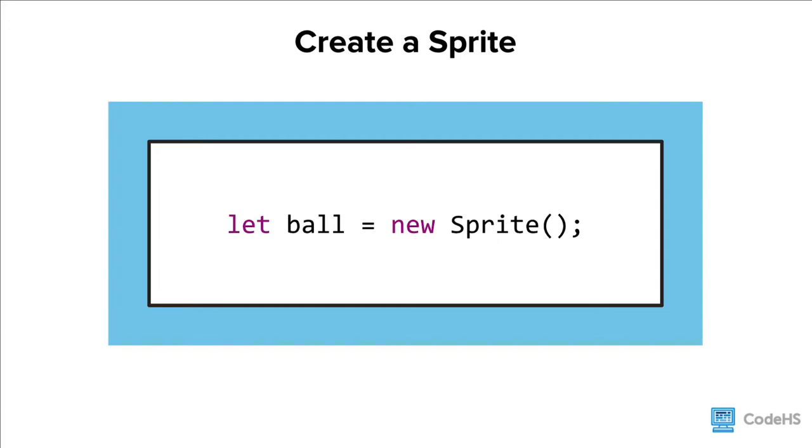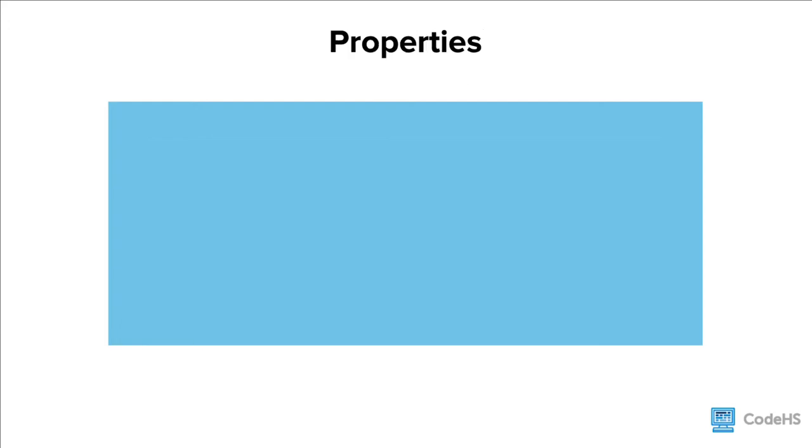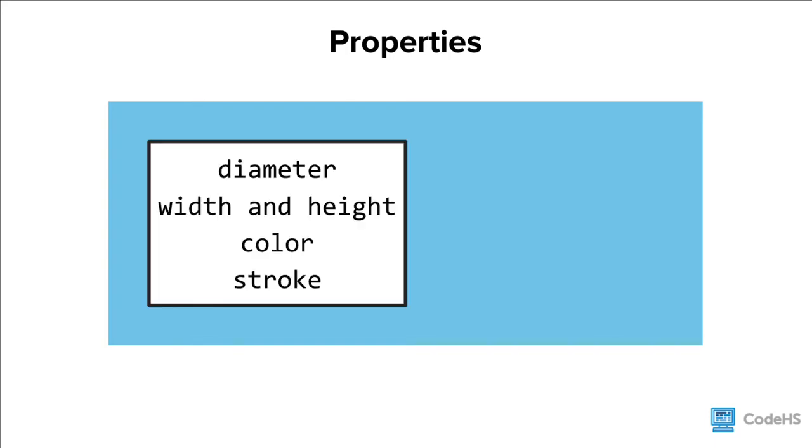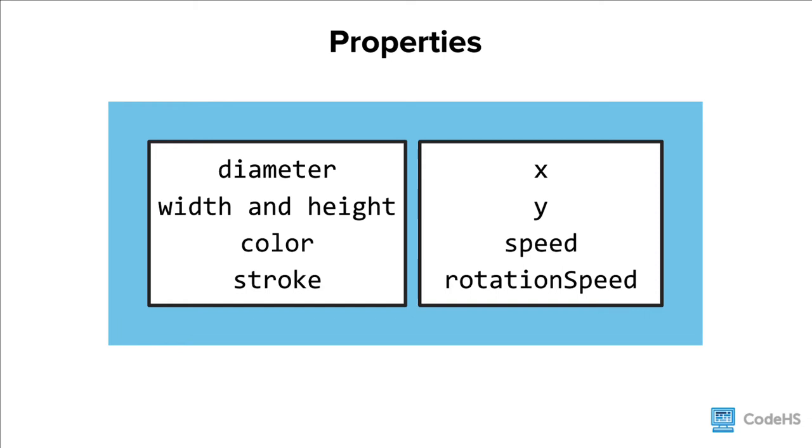You can create a new sprite by typing the command new sprite and assigning it to a variable, in this case, one called ball. Now that the ball sprite is created, you can use a number of sprite properties to define how it looks. The diameter defines a circle's size, while the width and height define the shape of a rectangle. Color defines the sprite's fill color, and stroke defines the outline of the sprite. Other properties define a sprite's position on the X and Y axes. Some properties define how a sprite behaves, like if it should be moving or continuously rotating.